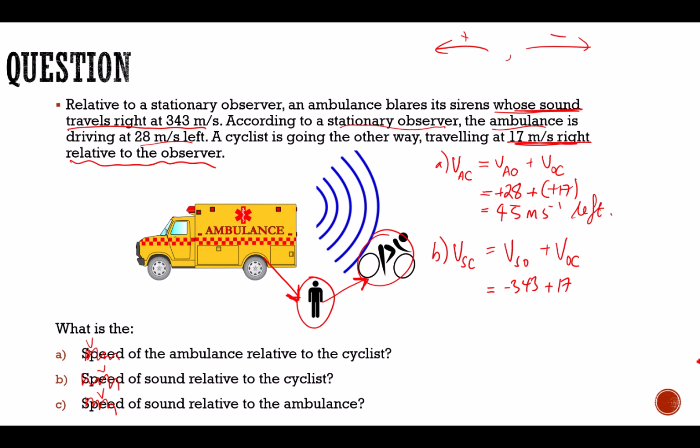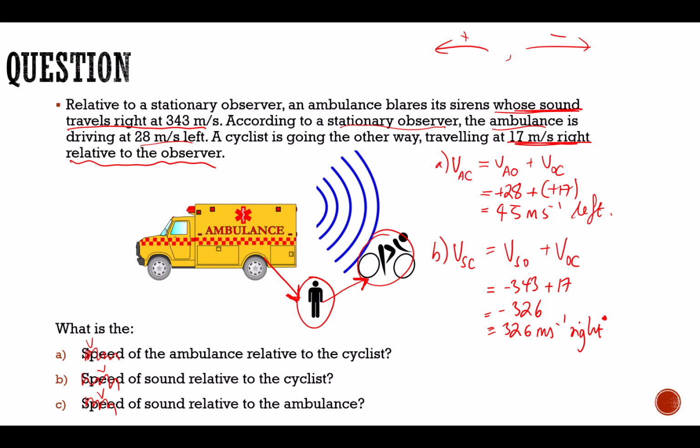So minus 343 plus 17, just a quick check on the calculator, equals negative 326, which is equivalent to 326 meters per second to the right. So the speed of sound relative to the cyclist is lower than 343 meters per second. And we should again kind of expect that.